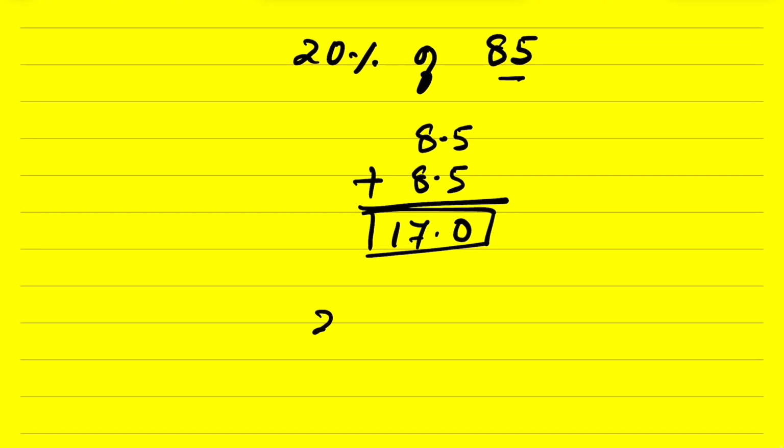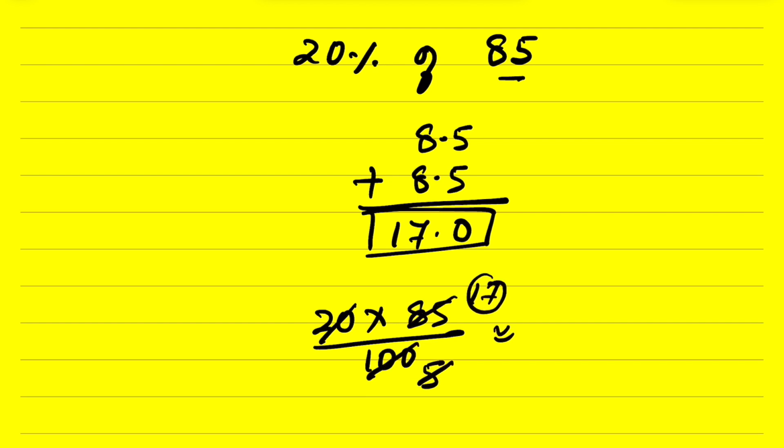You can calculate it also. 20 times 85 upon 100. 20 times 5 is 100, and 5 times 17 is 85. Although this seems easier, but if you master this method, you can do it mentally without doing any multiplication or division. You just have to add.